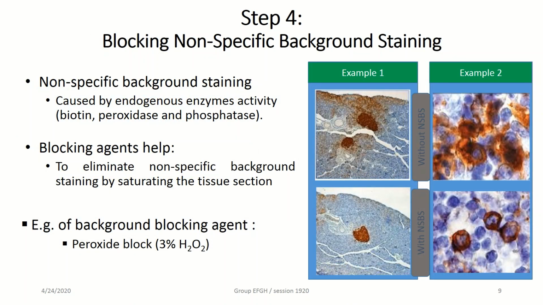And then for step 4, which is the blocking of the non-specific background staining. The non-specific background staining is caused by the endogenous enzyme activities, namely the biotin, the peroxidase, and also the phosphatase. The blocking agent helps to eliminate non-specific background staining by saturating the tissue sections. For example, the background blocking agents include the peroxide block, which includes 3% hydrogen peroxide. They use it for 10 minutes at room temperature and then wash the slides with saline for another 5 minutes and repeat it 3 times in a shaker.